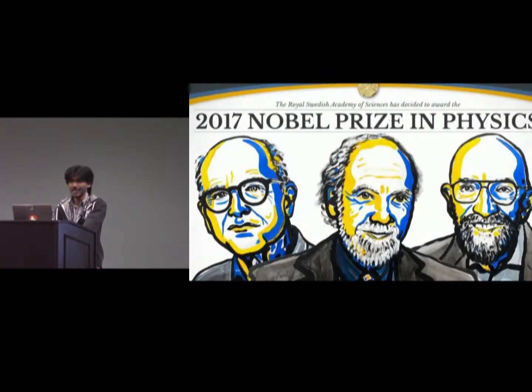And the Nobel Prize in Physics in 2017 was awarded to Kip Thorne, Ray Weiss, and Barry Barish for leading the LIGO collaboration. And the award ceremony is actually going on today.